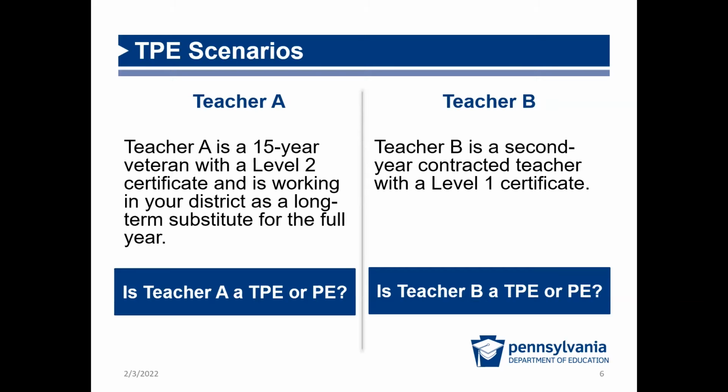Do we have any questions? I'll clarify about teacher B. If teacher B were in the fourth year of teaching, but had not received their level two, they could be a TPE or a PE. It would be because they would be finished their semi-annual evaluations, so it would be up to the LEA to make that decision. Any questions, Jean? I don't see anything. Thank you, Amy.